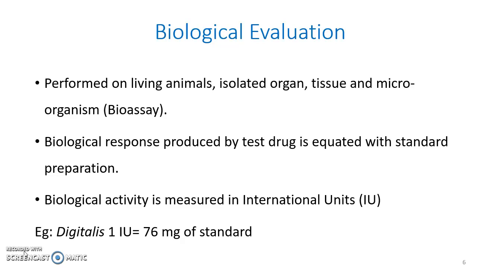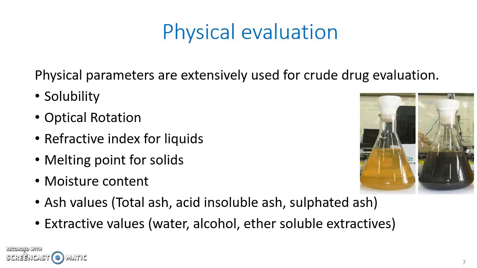Biological activity of a crude drug is due to the presence of a specific type of constituents. It is measured in international units. For example, for Digitalis, 1 international unit is equal to 76 mg of standard preparation.